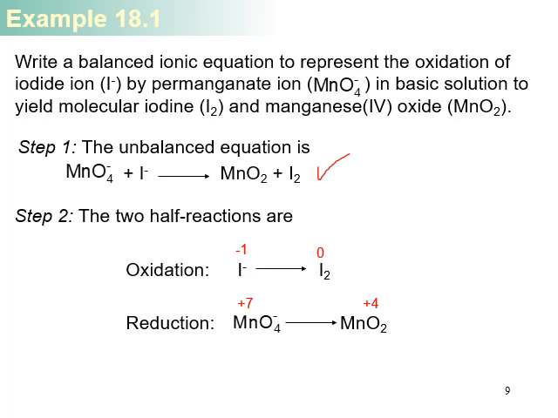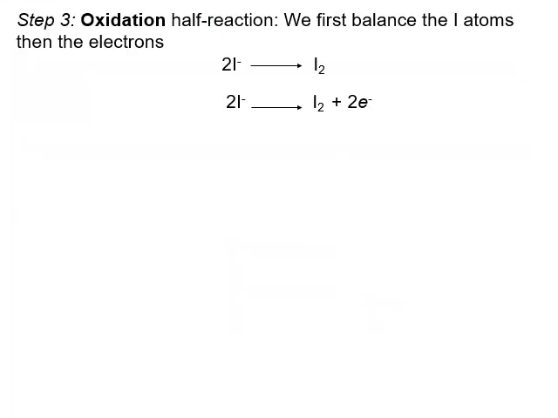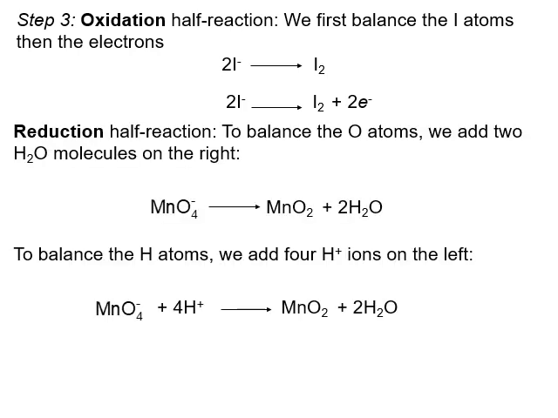The unbalanced equation is given in the word equation up here. After identifying oxidation numbers, half reactions are written. Iodide is -1, iodine is 0, manganese is +7 in permanganate, +4 in manganese 4 oxide. Now that we know that, we have to balance the half reactions. That's what you see here. Balance the oxygens in the permanganate reaction with the waters. Balance the hydrogens with hydroniums.